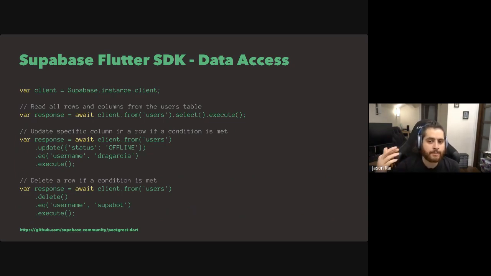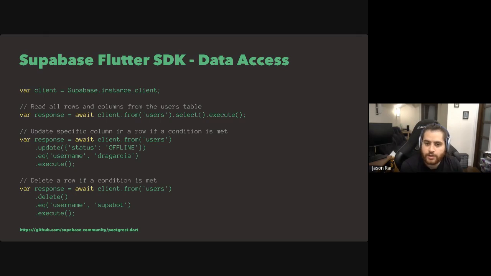You can also do updates. A pretty common thing would be changing one column at a time. So here's an example where, again, I'm accessing the users table. Maybe I want to change the status column to offline for a single user. So here I'm going to check that the username is what I'm expecting it to be, and I can execute that. And again, delete, really similar.